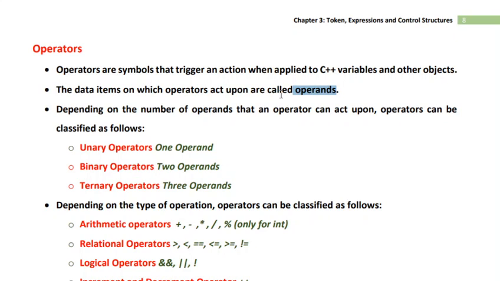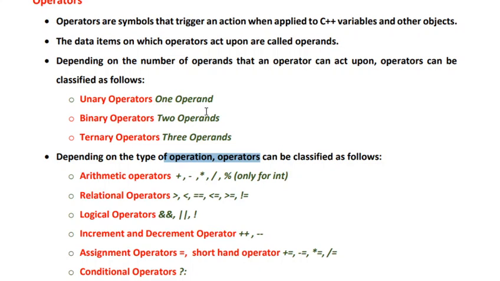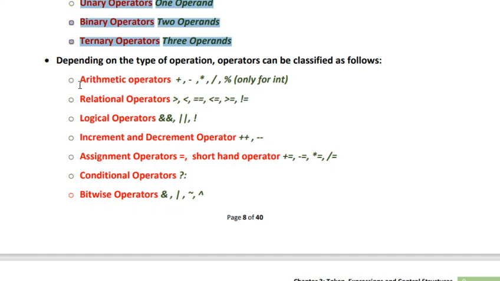Now there are different ways in which operators can be classified. One classification is based on the number of operands, and the next classification is based on the type of operation performed. Based on the number of operands, you can have three categories. A unary operator works on one operand. A binary operator works on two operands. A ternary operator works on three operands. Likewise, depending upon the type of operation, operators can be classified into arithmetic, relational, logical, increment and decrement, assignment, conditional, and bitwise operators.